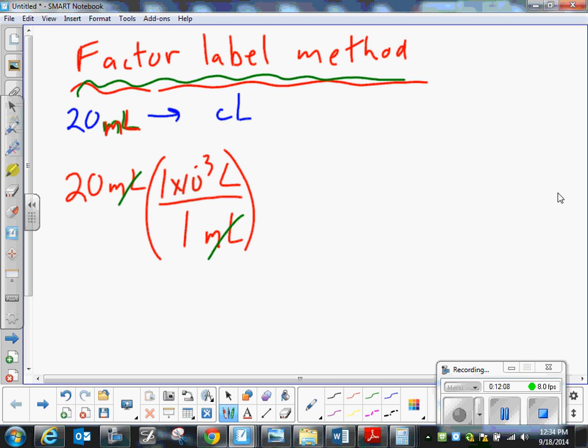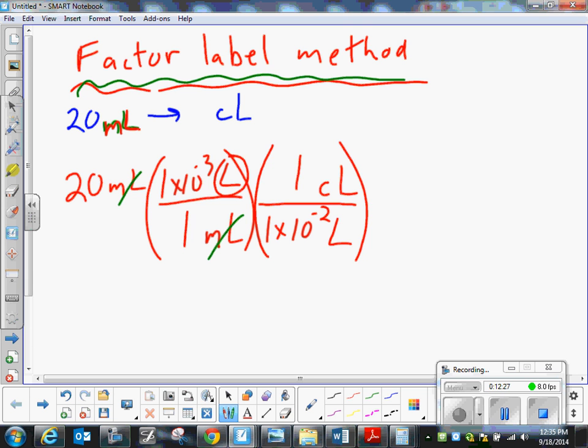Now liters isn't what I'm going for, so I have to cancel out this label, so liters has to go on bottom. And I'm going for centiliters, and I know that 1 centiliter is 1 times 10 to the negative second liters. And now I can see that I've canceled out my liter label, and I'm left with my centiliter label, which is what I'm going for.